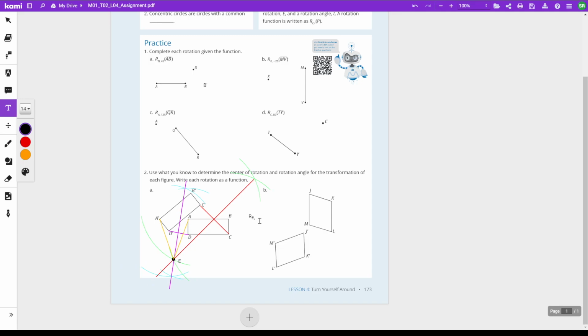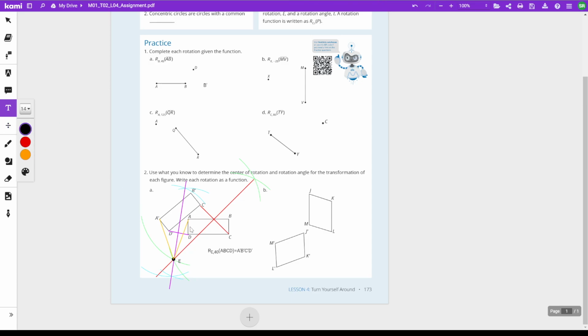And so we go back to our rotation function over here and we write 40 degrees positive. Okay. And then all we need to put is our input, which are our original points or our original shape, which were A, B, C, D, and our output, which was our image points or shape, which is A prime, B prime, C prime, D prime. And right there we have the answer for 2A, which is the center of rotation, the angle of rotation, which is 40, and the rotation function.